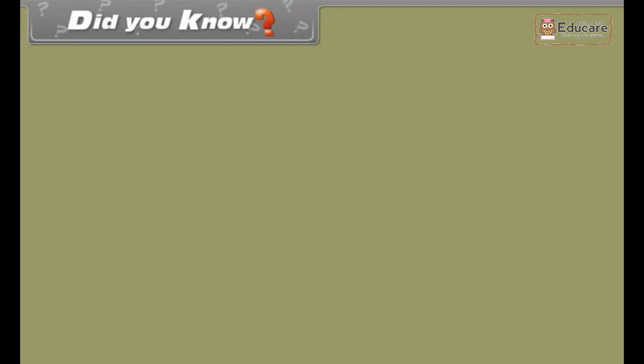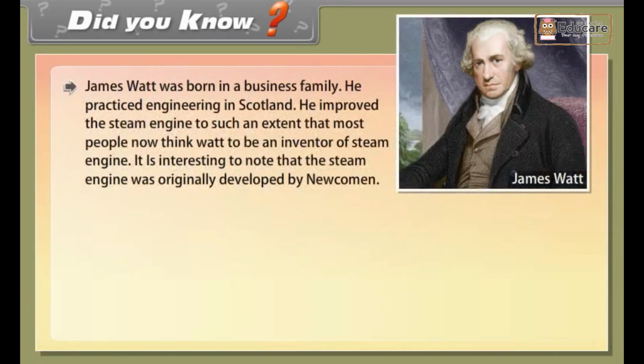Did you know? James Watt was born in a business family. He practiced engineering in Scotland. He improved the steam engine to such an extent that most people now think Watt to be the inventor of the steam engine. It is interesting to note that the steam engine was originally developed by Newcomen.